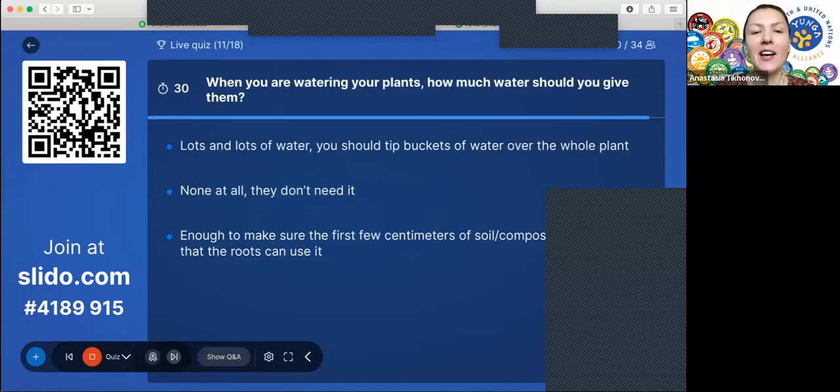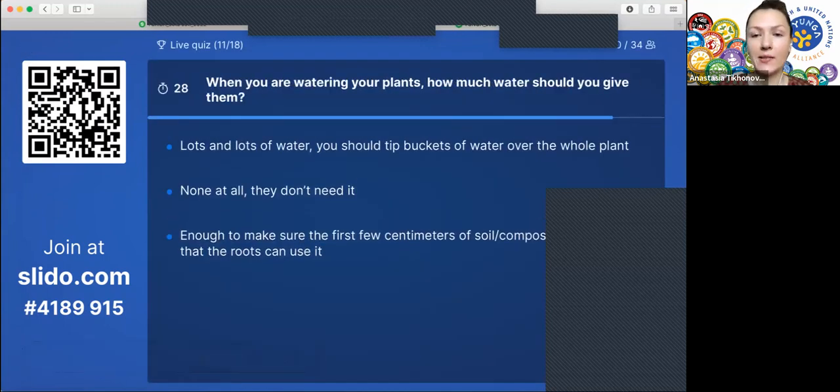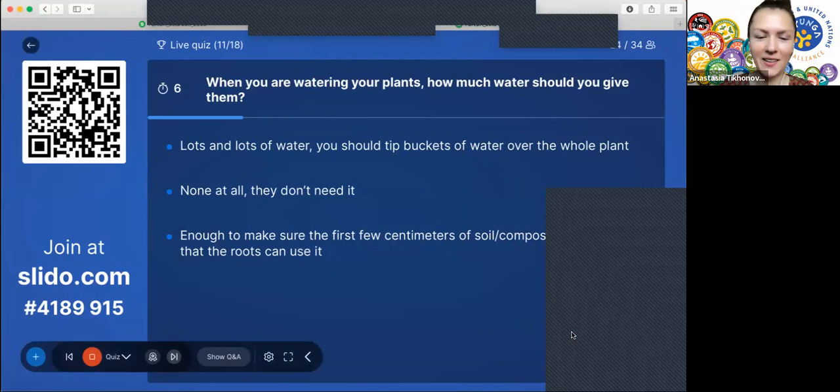Next question. When you're watering your plants, how much water should you give them? Lots and lots of water. You should keep buckets of water over the whole plant. None at all, they don't need it. Or enough to make sure the first few centimeters of soil compost have water so that the roots can use it. Please select the answer that you think is right. 4 seconds left.